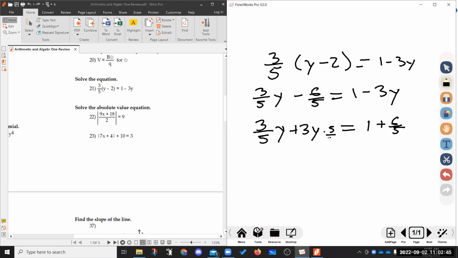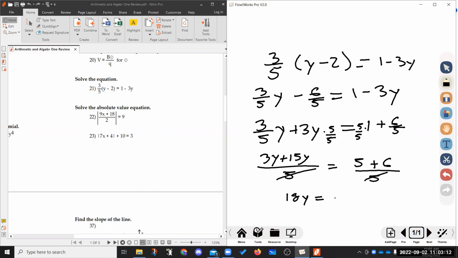And we're going to make common denominators. Make a common denominator here by multiplying by 5/5. Make a common denominator here by multiplying by 5/5. So we have 3y plus 15y over 5 is equal to 5 plus 6 over 5. Well, everything's going to be over 5, so I'm going to be able to multiply both sides by 5 in just a second. This is going to be 18y is equal to 11, and y is going to be equal to 11 over 18, and that doesn't simplify anymore.